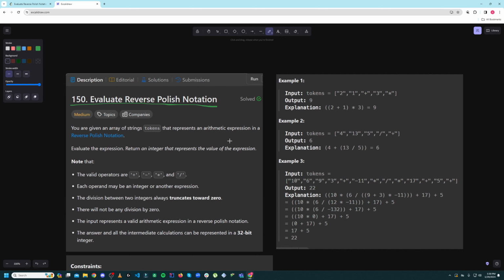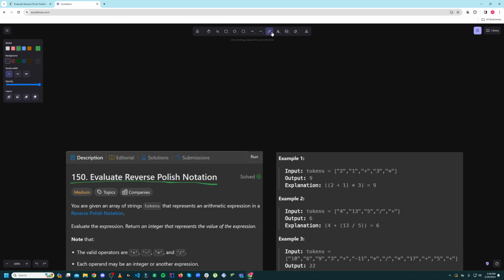Basically what reverse Polish notation means is you have a stack of numbers, and anytime an operation gets called, you take the last two tokens out of there, make that operation on them, and put the result back into the stack.